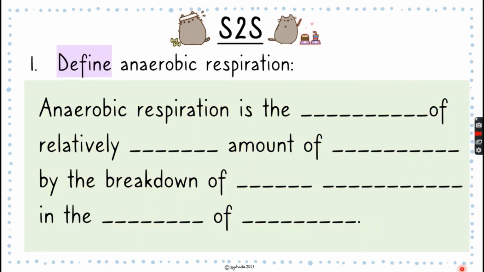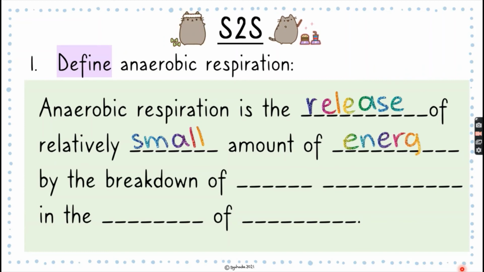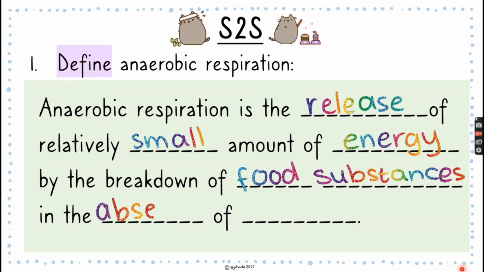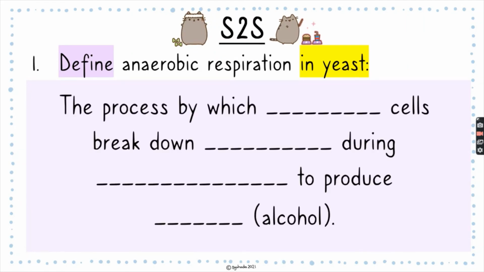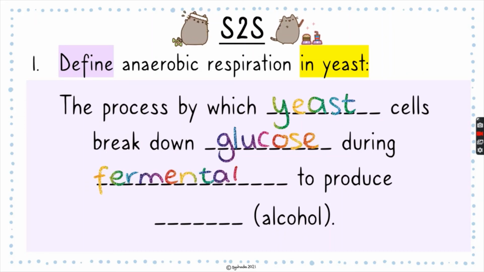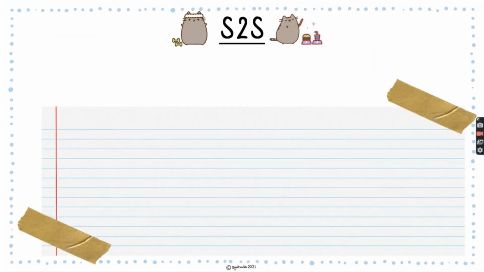Now let's define anaerobic respiration. This is in humans. Anaerobic respiration is the release of a relatively small amount of energy by the breakdown of food substances in the absence of oxygen. All right, next we have the definition of anaerobic respiration in yeast, which is the process by which yeast cells break down glucose during the fermentation process to produce ethanol, aka alcohol.